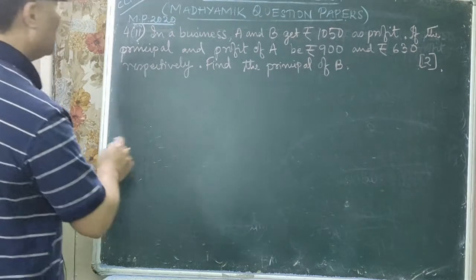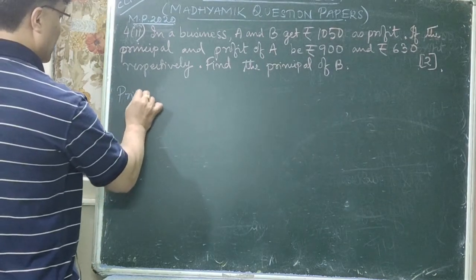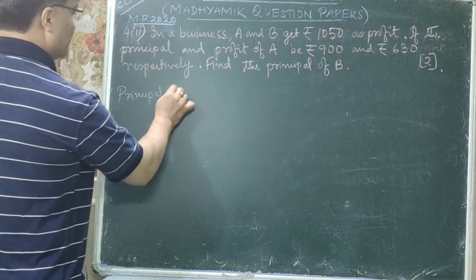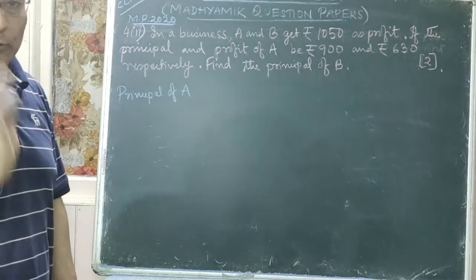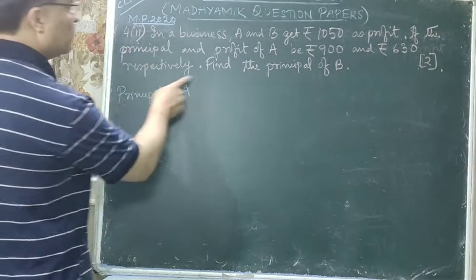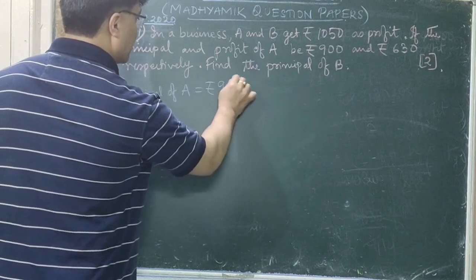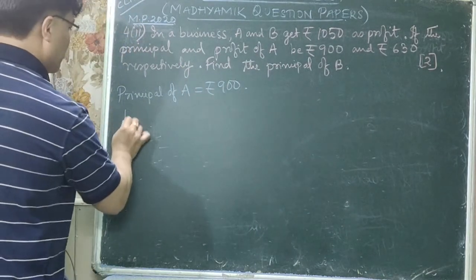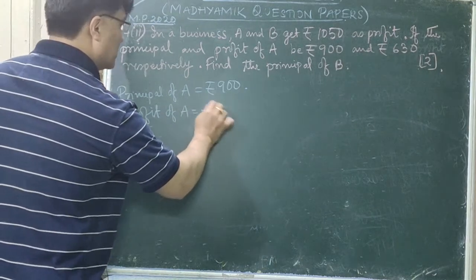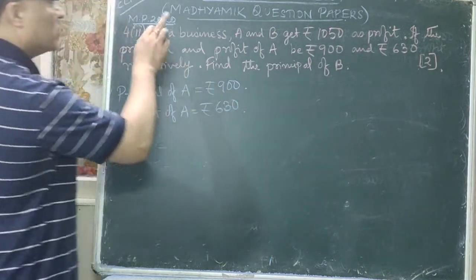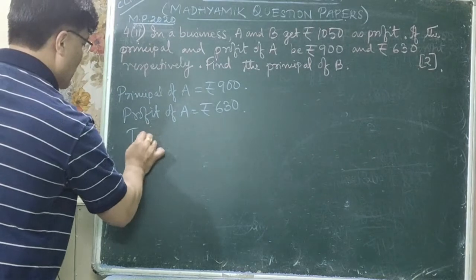Okay. So now here. Principal of A, or you may write capital of A also. So principal, capital, investment are all the same, remember that. So principal of A is equal to rupees 900. Okay. So now what is profit of A? Profit of A is rupees 630. Here the total profit is 1050. So what is the total profit?